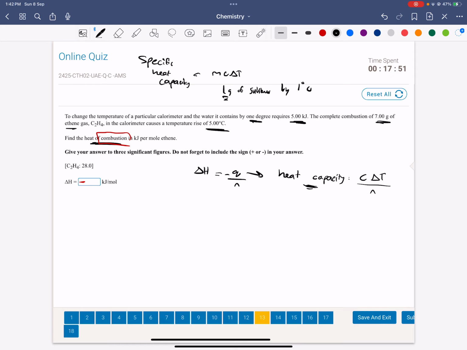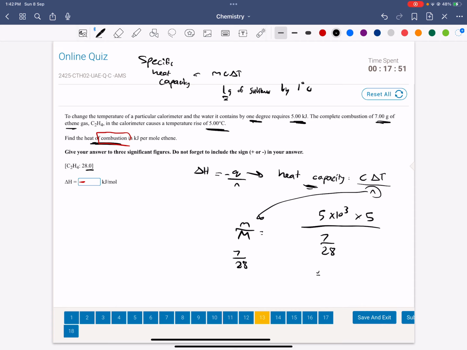So let's continue with the equation. So C is 5 kilojoules. I can write it as 5 times 10 to the power of 3 times the change in temperature. Since it's the change, it doesn't matter if the temperature is in Kelvin or in Celsius. So times 5 over. To find moles, what can we do? Mass over molar mass. They already gave us the molar mass of the substance, so 7 over 28, and then don't forget the negative sign, which I already put in the beginning.